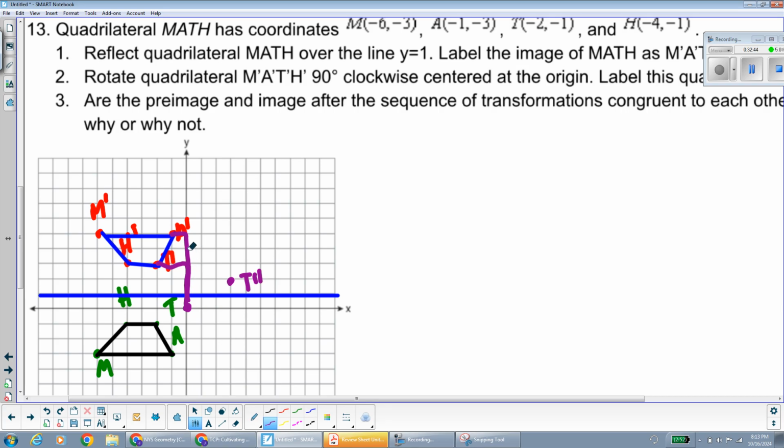Counting the grid units: 1, 2, 3, 4, 5. What was that one? H. And then finally M.